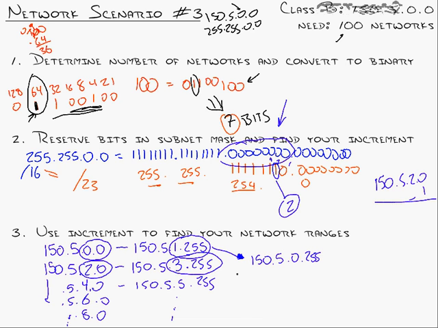Well, on that same token, before I answer that question, I'm also going to run into 150.5.1.0 somewhere in that range. It's in between 0.0 and 1.255. That's an IP address in that range. Can I assign that one to a PC or to a router? The answer on both accounts is absolutely yes, you can.